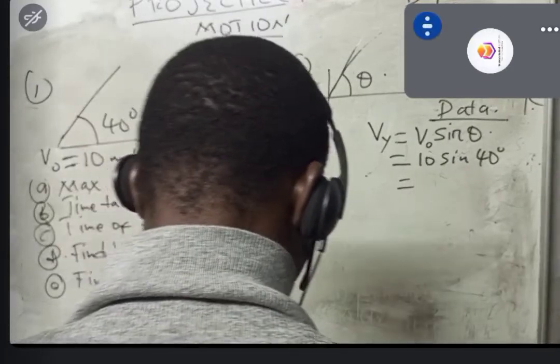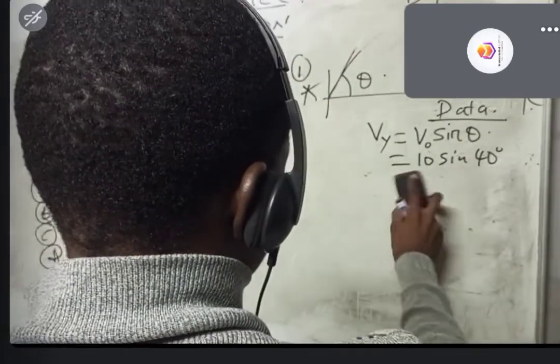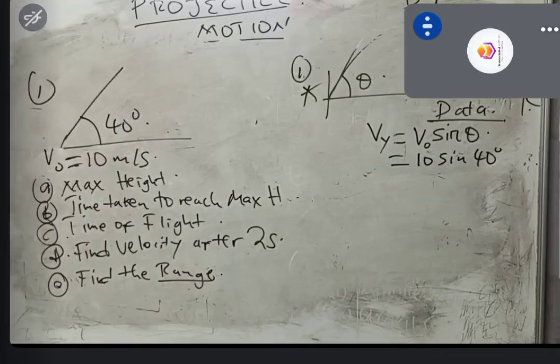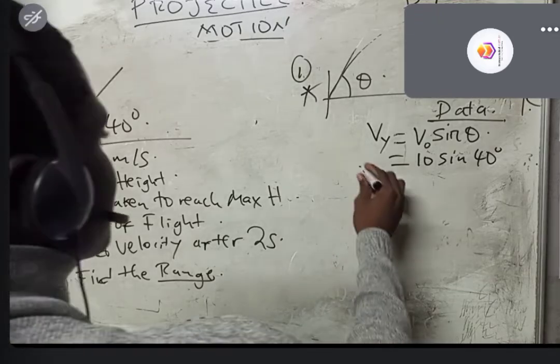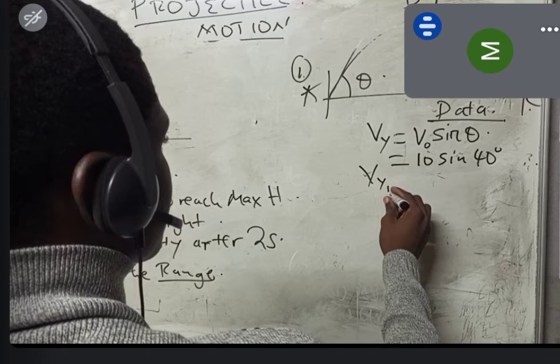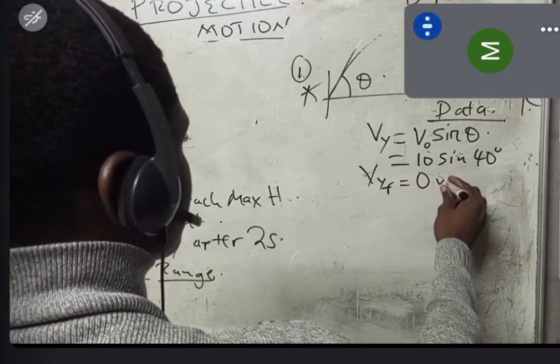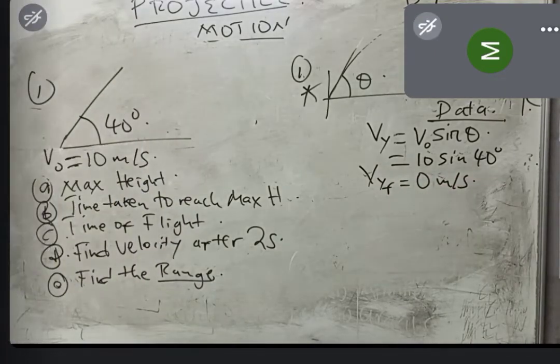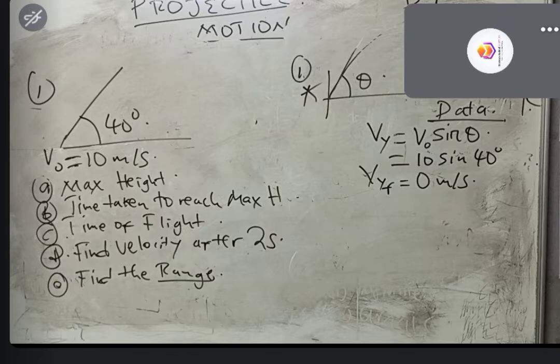I don't want you to punch it already. Okay, so what is our formula? What is our initial velocity in the y? Then what else do we know about the maximum height? What will be the final velocity at the maximum height? What else do we know? Do we know the acceleration?